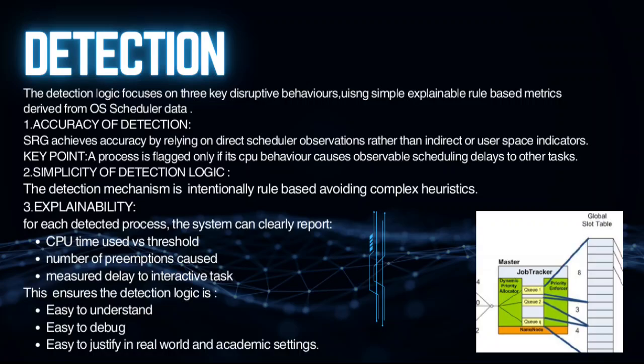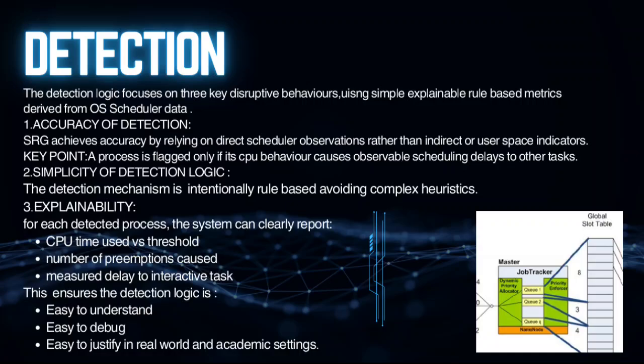The second one is simplicity of detection logic. The detection mechanism is intentionally rule-based, avoiding complex heuristics. And the third one is explainability. For each detected process, the system can clearly report the CPU time used versus threshold, the number of preemptions caused, and the measured delay to interactive tasks. This ensures the detection logic is easy to understand, easy to debug, and easy to justify in real-world and academic settings.